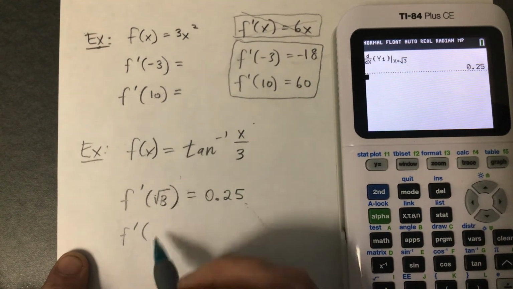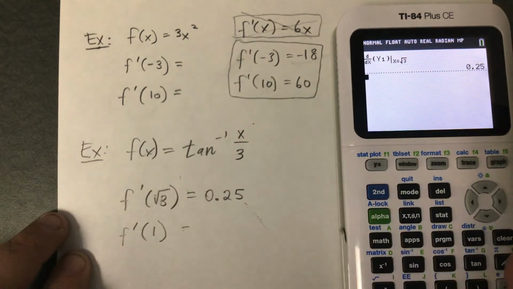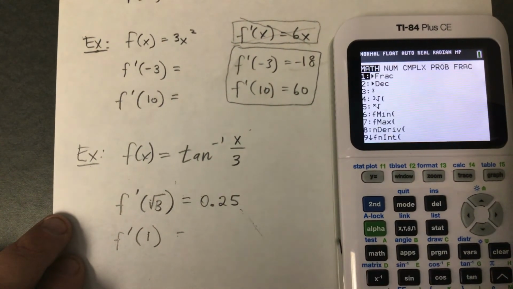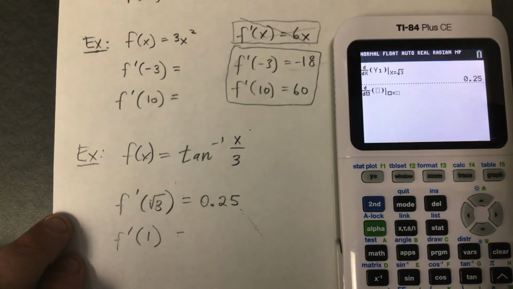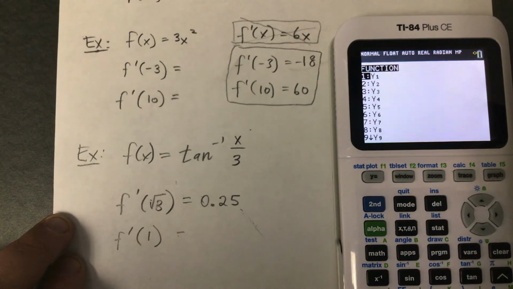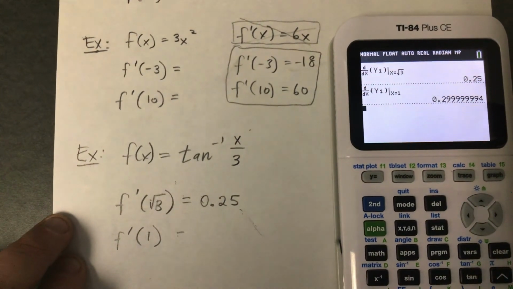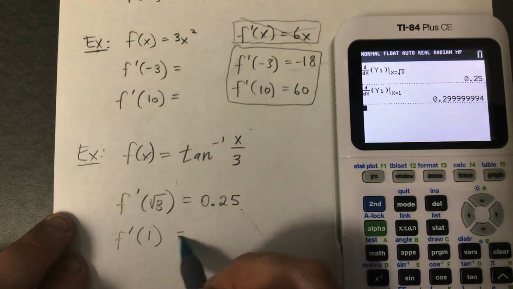Let's do f prime of 1. And let's see what we get for that. So again, that allows us to repeat our steps again. Math 8. I'm plugging in x here, y sub 1. And if I plug in a 1, I get like a long number there. It looks like it's about 0.3. So it'll be about 0.3.